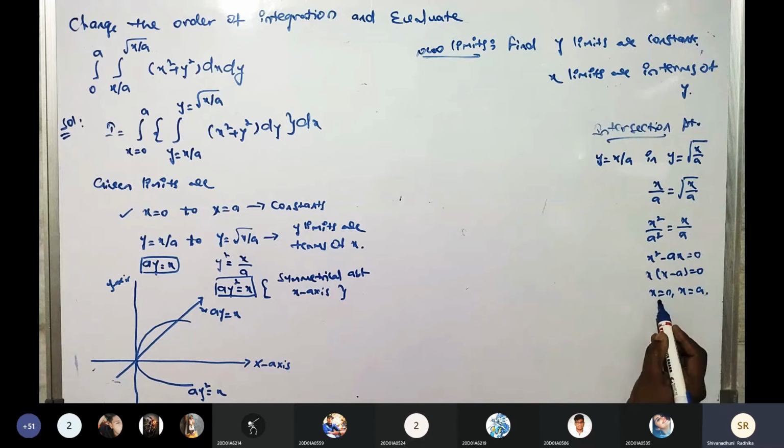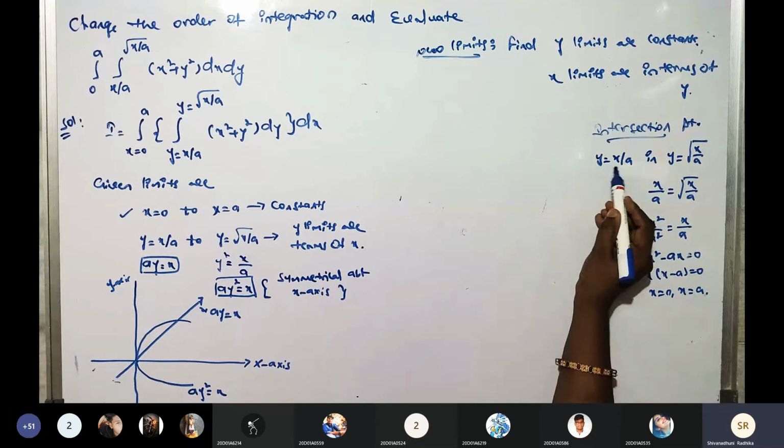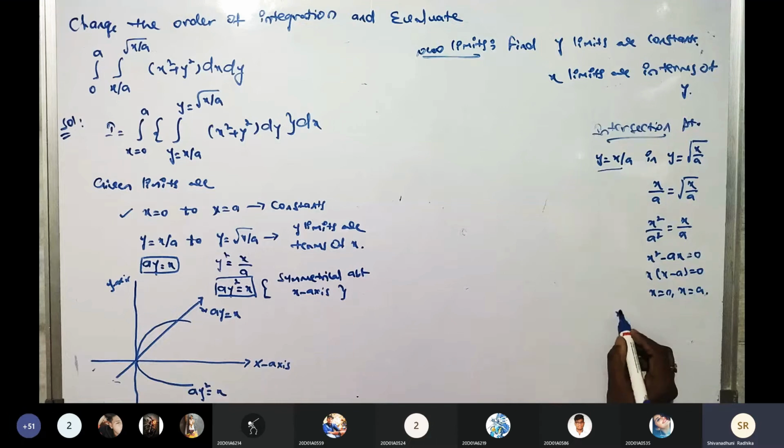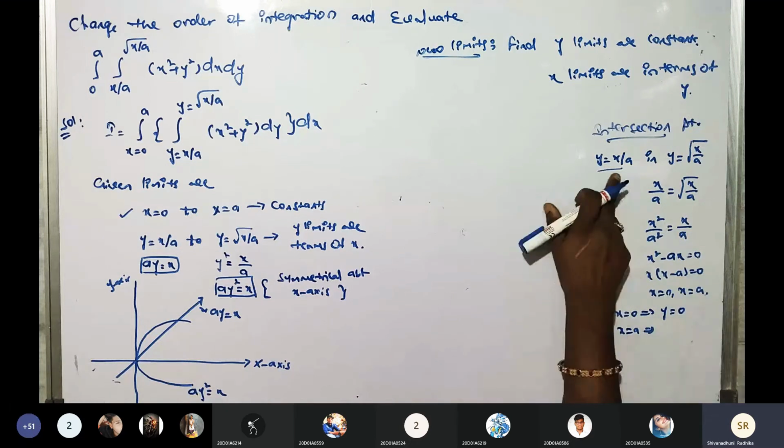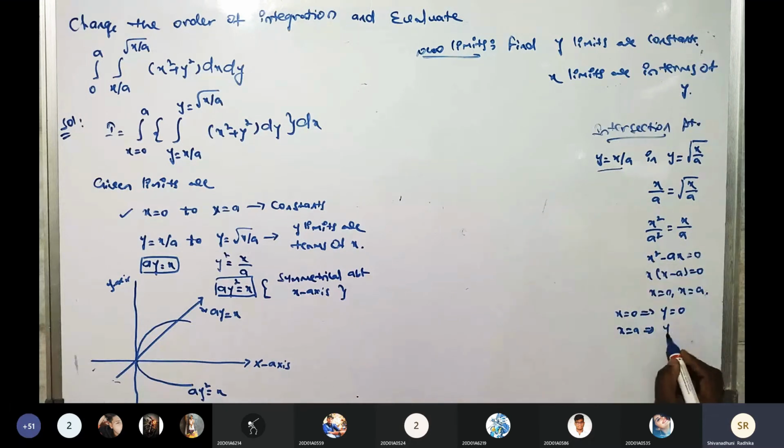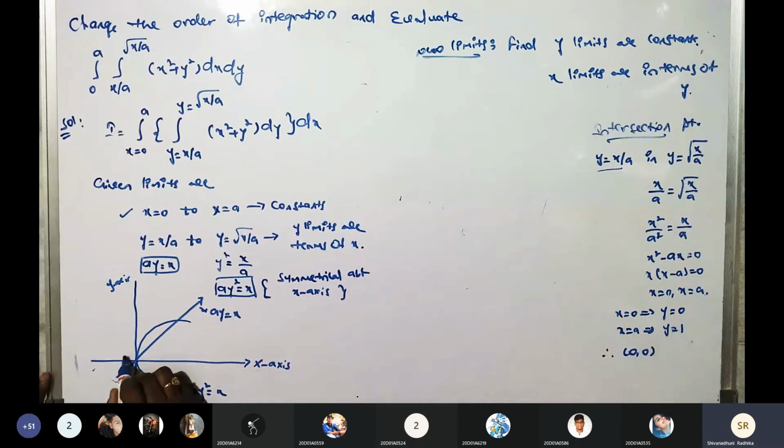Now x equals 0. What is y here? When x equals 0, then y is also 0. When x equals a, here y equals a by a, then y equals 1. Therefore, the intersection points are (0, 0). So this is (0, 0).